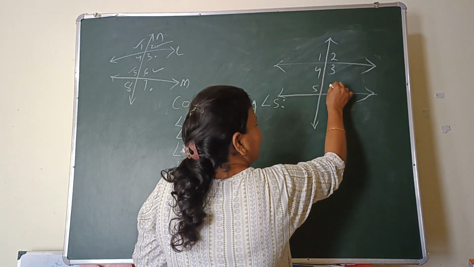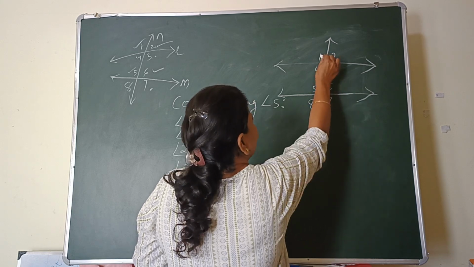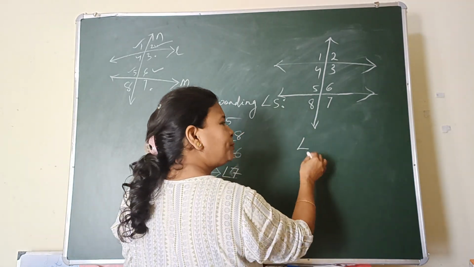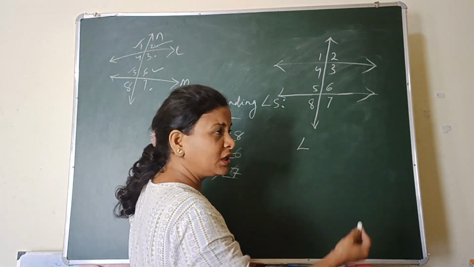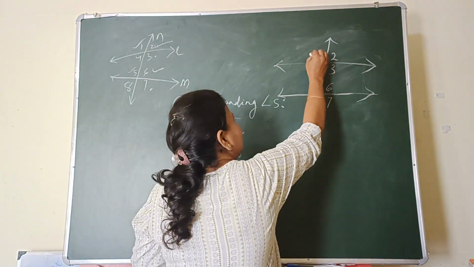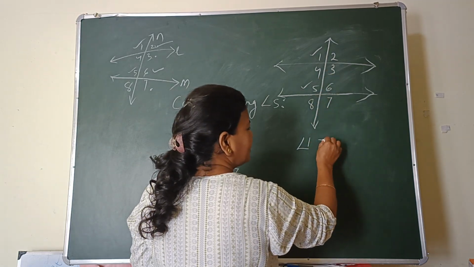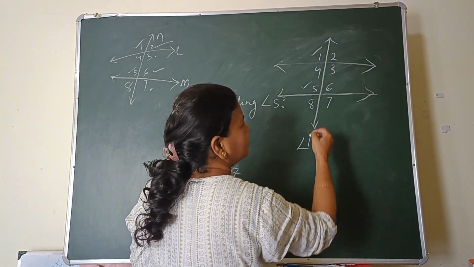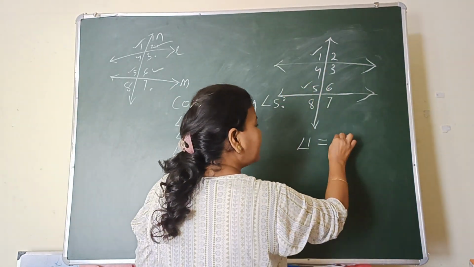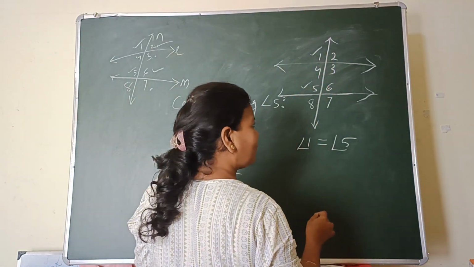So we would write that angle 1 equals angle 5. They are corresponding, and the corresponding angles become equal when two parallel lines are cut by a transversal. As we know, 1 and 5 are corresponding angles. In this case, when parallel lines are cut by a transversal, the corresponding angles become equal. That means angle 1 becomes equal to angle 5.